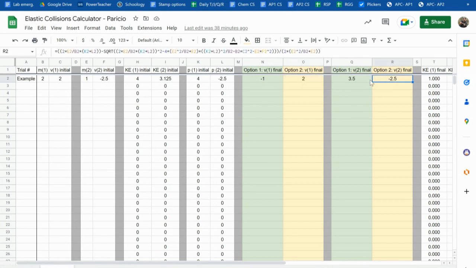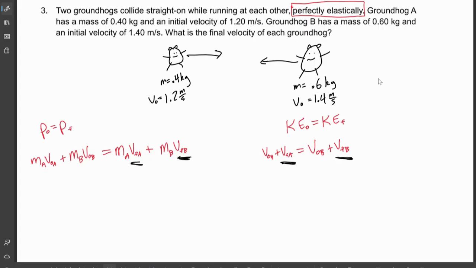What you have to do is decide which one to use based on the positive versus negative signs. In our groundhogs here, we have groundhog A moving in the positive direction and groundhog B moving in the negative direction. Positive to the right, negative to the left. How are they going to bounce off each other?